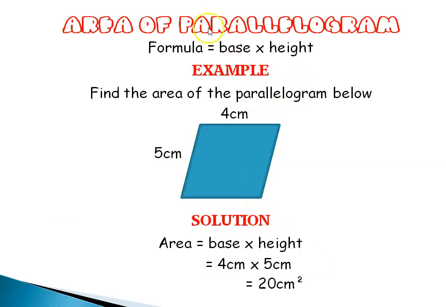Now we have a parallelogram. The area of a parallelogram is given as base times height. Find the area of the parallelogram below. This is your height, 5 centimeter, and this is the base, 4 centimeter. So since the area is base times height, I'm going to have 4 centimeter multiplied by 5 centimeter, and that will give me 20 centimeter square. So this is the area of this parallelogram. Is that taken? Good.